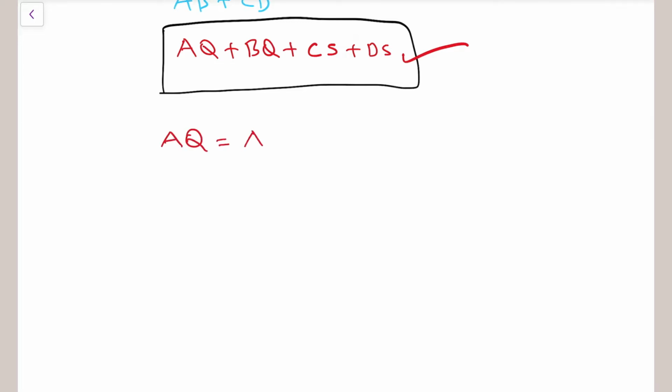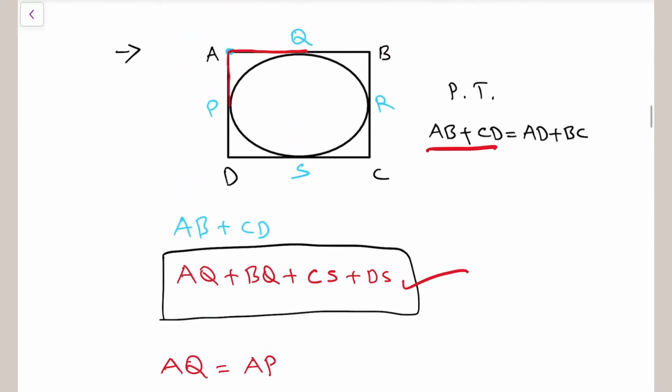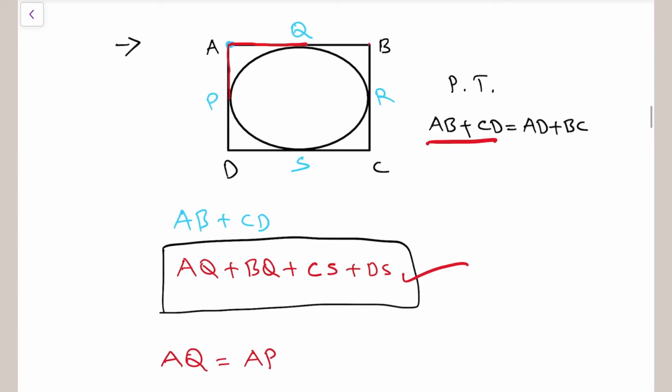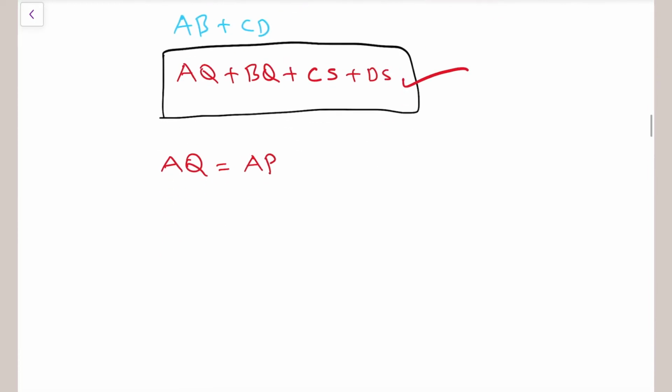AQ equals AP. Next, coming to the point B. This point B is outside of the circle. Then BQ is a tangent and BR is also a tangent. So both the tangent measurements are equal to each other. So BQ equals BR.